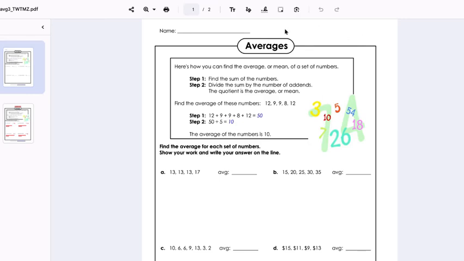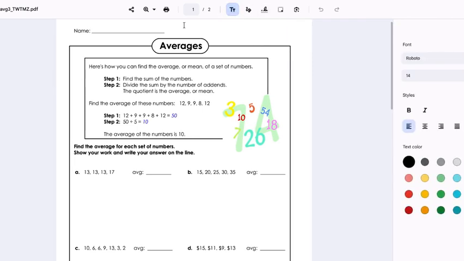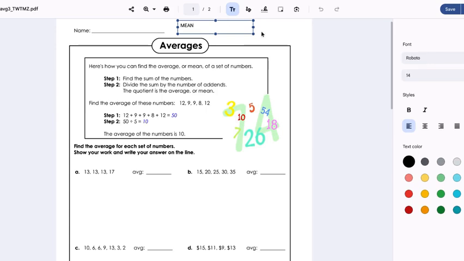Okay, let's take a look at some of the handouts that we're going to be working on today. Our focus is calculating the mean of a set of data. Let's write that out. We're calculating the mean of a set of data.